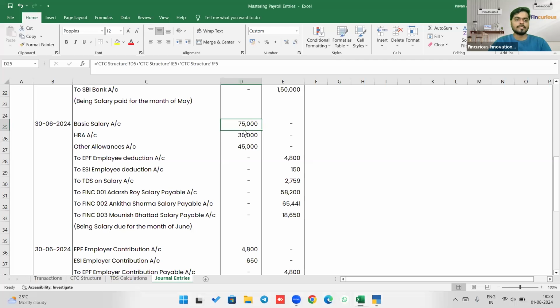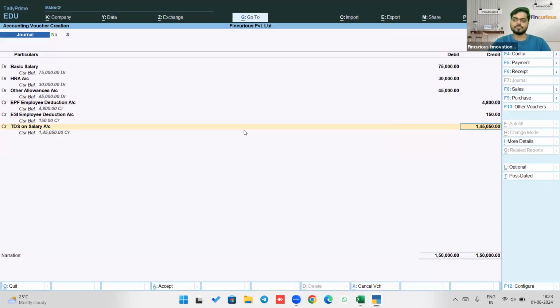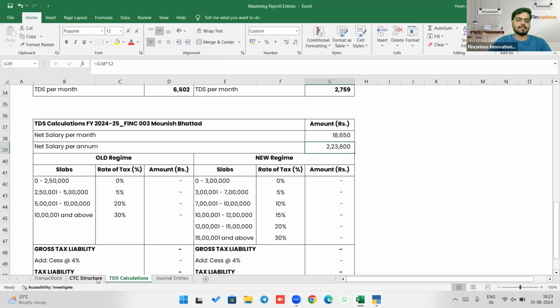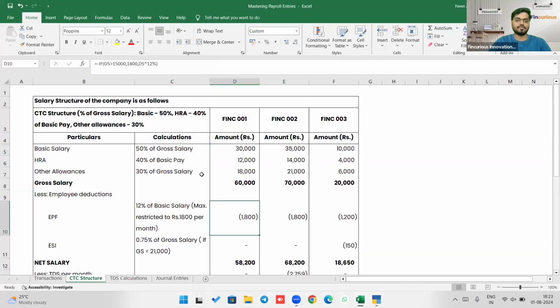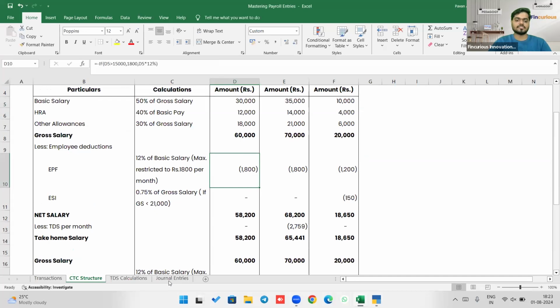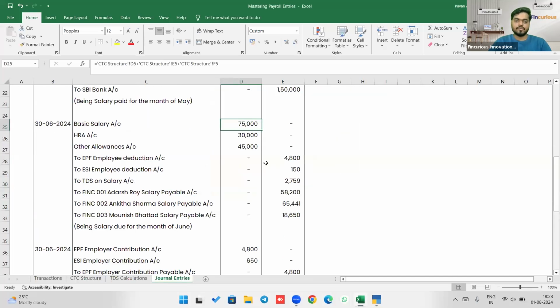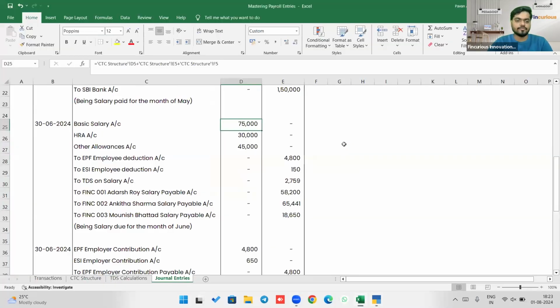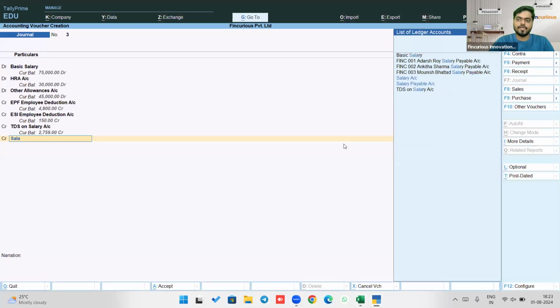Then TDS on salary. This is 2759. So all these calculations, how did I get to know them? From the TDS calculations and the CTC structure. You can see from this CTC structure, I have calculated and kept the entry here. From here, I am doing it in Tally. So here credit again TDS on salary. Again salary payable account to Adarsh Rai salary payable.